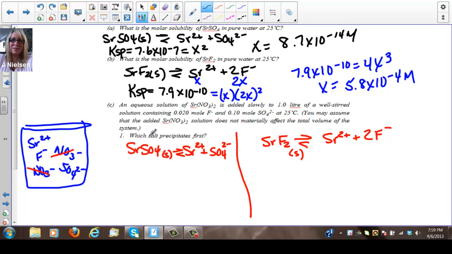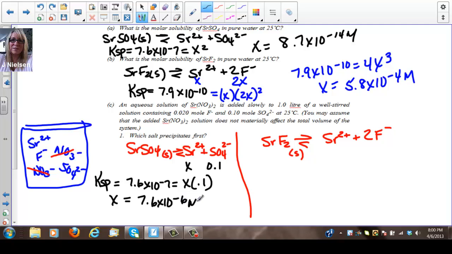So let's do one at a time. Here we've got x. SO4 they told us was 0.1, and this is 1 to 1. So I've got Ksp, which if I look up in A24 is 7.6 times 10 to the minus 7 equal to x times 0.1. So x is going to equal 7.6 times 10 to the minus 6 molar.